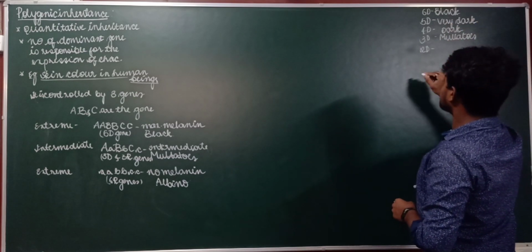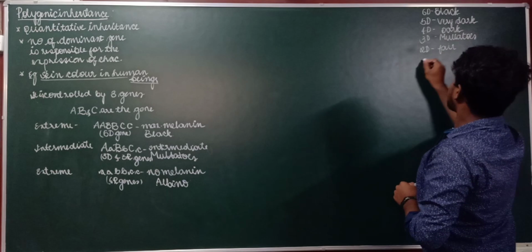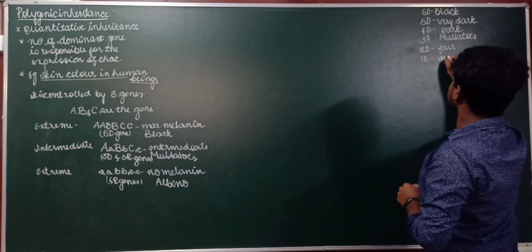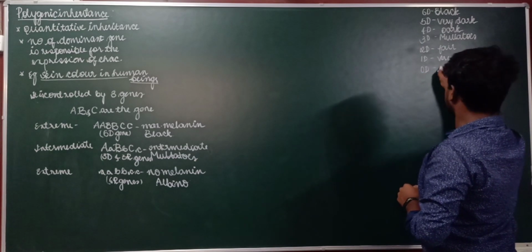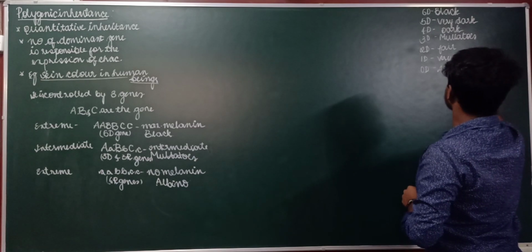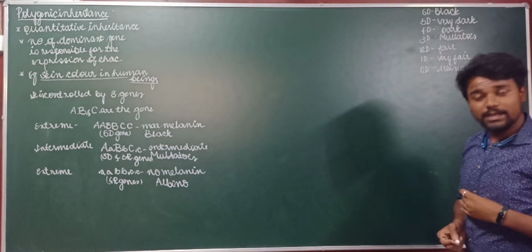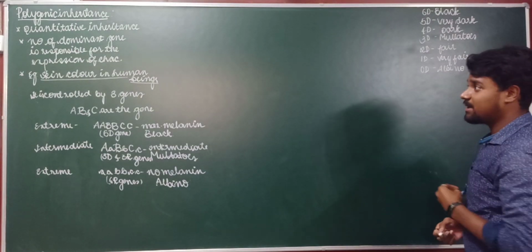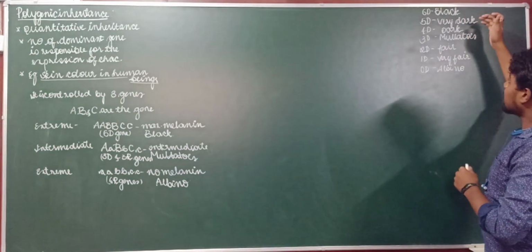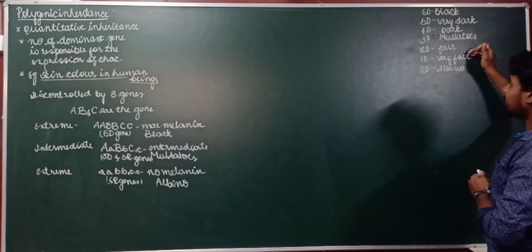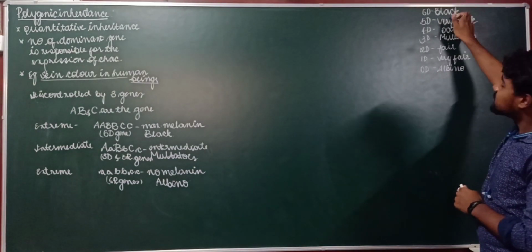If 2 dominant genes are there, we call it fair. If one dominant gene is there, we call it very fair. And if there are 0 dominant genes, we call it albino. Yes, I hope it is clear now. 6 dominant genes to 0 dominant genes. So in turn, skin color in human beings has different races: black, very dark, dark, mulattoes, fair, very fair, and albino, where there are no dominant genes in the albino and no recessive genes in the black color.